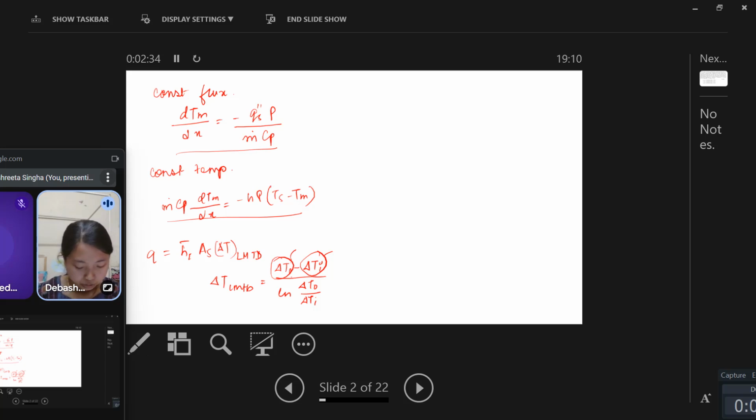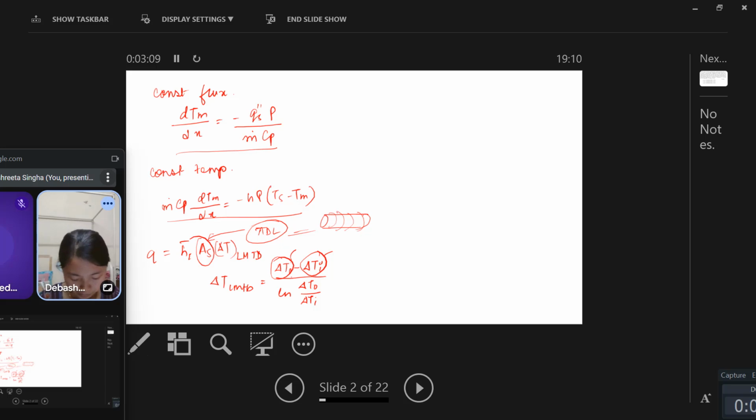Okay. And this AS is the surface area. So for pipe, it is usually pi dl. This is the surface area of the tube. Then for calculating the heat transfer coefficient, we have to calculate this Nusselt number.